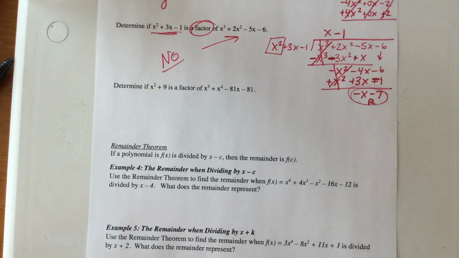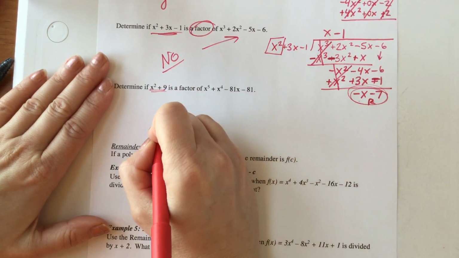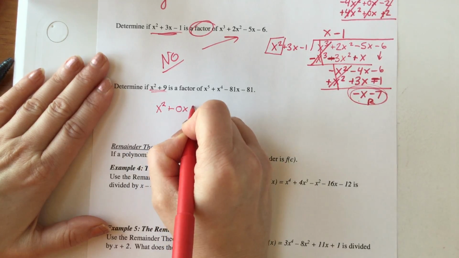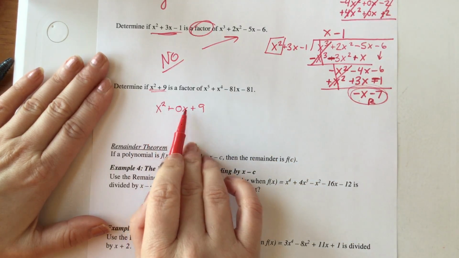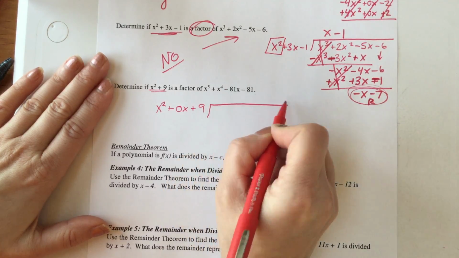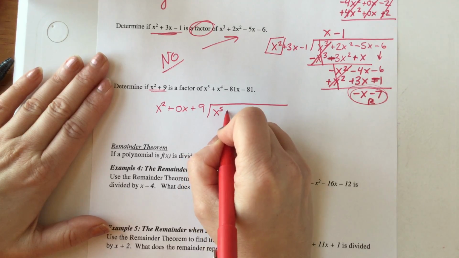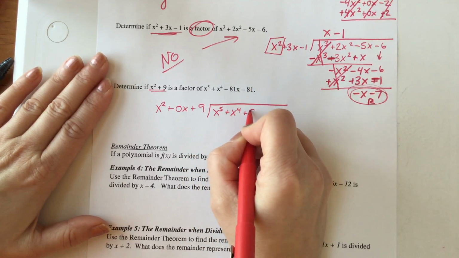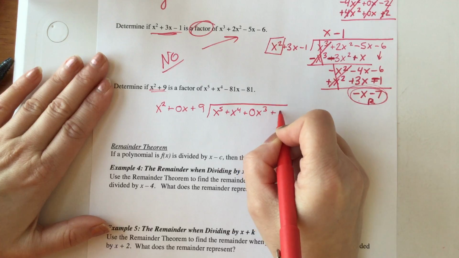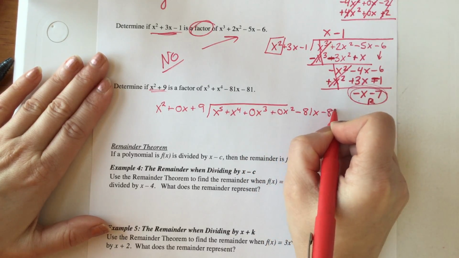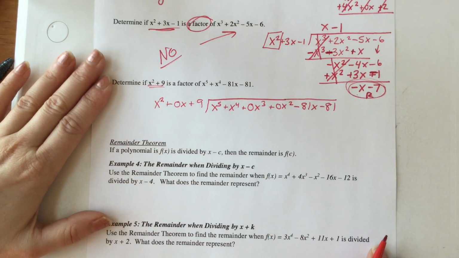Okay, last one. Is this a factor of this? You cannot go 2 x's to no x's. So I'd have to go x squared plus 0x plus 9. 5 x's, 4 x's, holy smokes. So x to the power of 5 plus x to the power of 4. I do not have any x cubes. I do not have any x squareds. Minus 81x minus 81. We want to know if it divides perfectly.